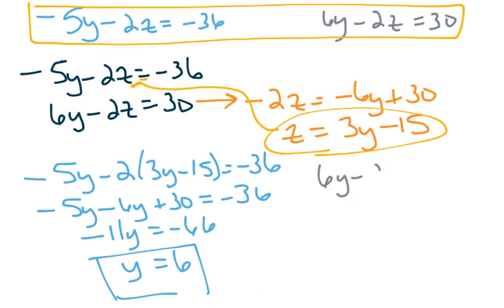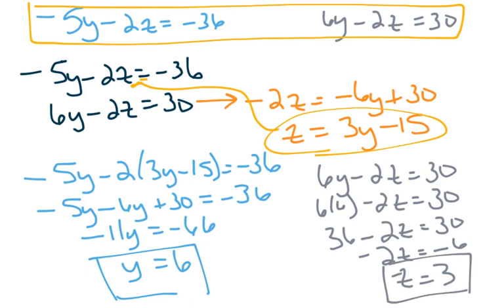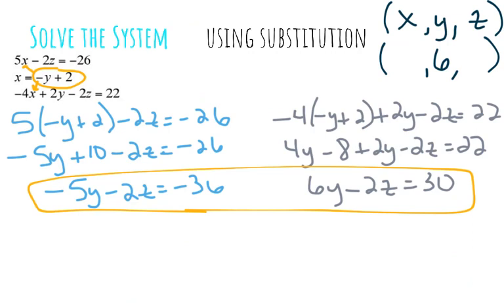Personal choice by all means, and just for simplicity's sake, I'm just going to pick the second one. So 6y minus 2z equals 30. I know that my y is 6, so 6 times 6 minus 2z equals 30. 36 minus 2z equals 30. Subtract 36 from both sides. Negative 2z equals negative 6. Divide by negative 2. Z is going to equal a positive 3. So now I know what my z value is, so I can go into my ordered triple, and I can put in that my z was 3. So now I just need to find my x value.